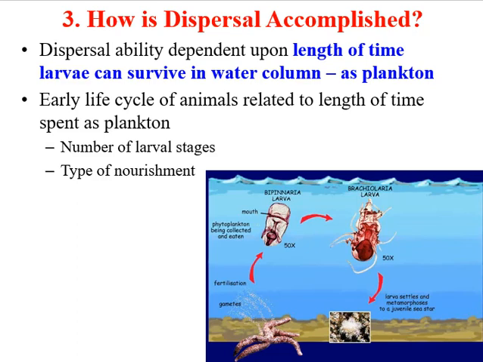So basically, you hatch out, you have the source of nutrition. It might last you for a number of hours. It might last you for a number of months. But the cycle that you go through as a larva is dependent on the number of larval stages that you go through. There's a transition sometimes, as I said, where you're dependent on yolk, and then you're a feeder. You're a predator. And then the type of nourishment as well.